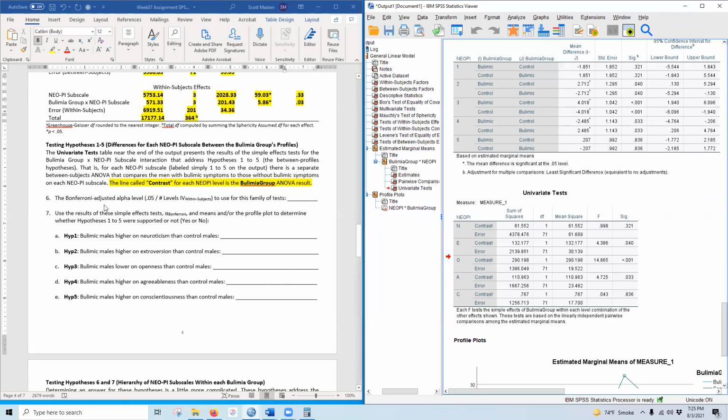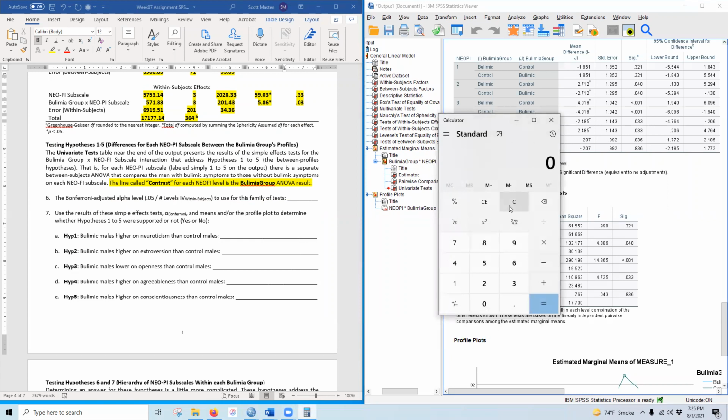Not a bad thing. The Bonferroni adjusted alpha level is 0.05 divided by the number of levels of the within-subjects IV. So that is 0.05 divided by 5, which is 0.01. So the answer here is 0.01.